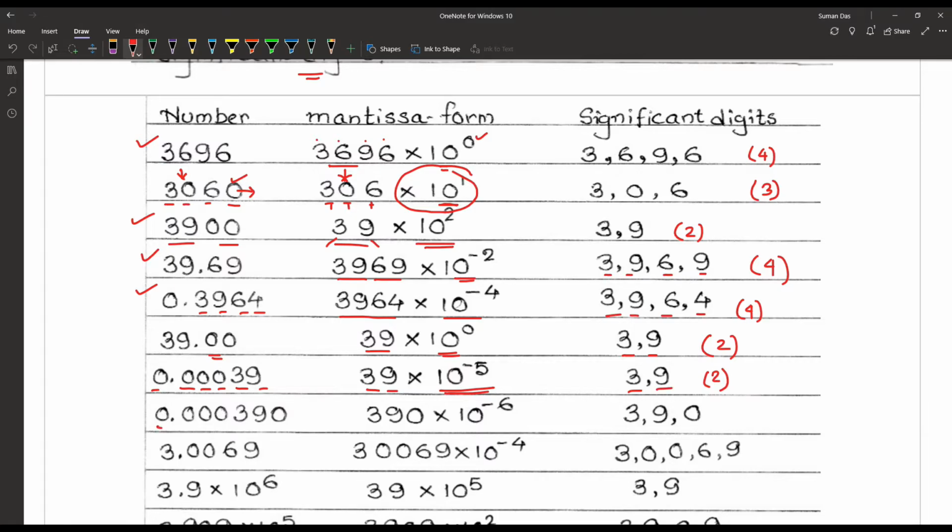Same as 0.000390. Now that is written in the form of Mantissa, here we cannot omit that 0. We can omit either those zeros or that 0. But here, in the Mantissa form, that is written 390 into 10 to the power minus 6. So the significant digits are 3, 9 and 0. Look, in that number, 0 is after the 3 and 9 at the end, but that is also treated as a significant digit.